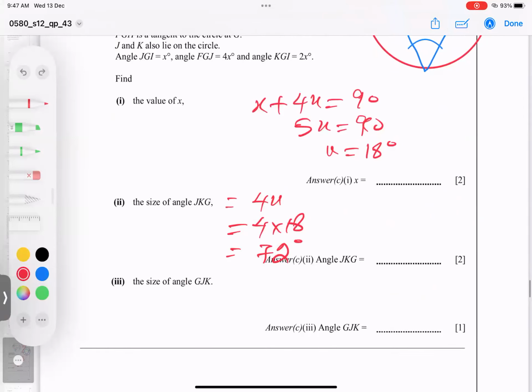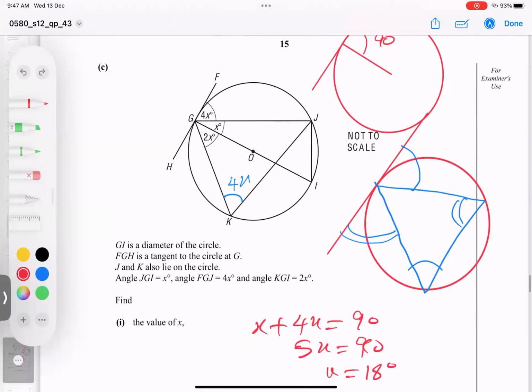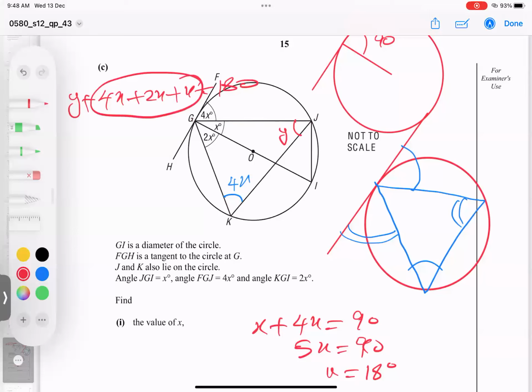Last part G, J, and K. So this angle he's asking us. So can I say this plus this equal to 180? Yes, I can say. So for example, this is y. So I can say y plus 4x plus 4x plus 2x plus single x equal to 180. This becomes 7x. So I can say y plus 7x equal to 180.